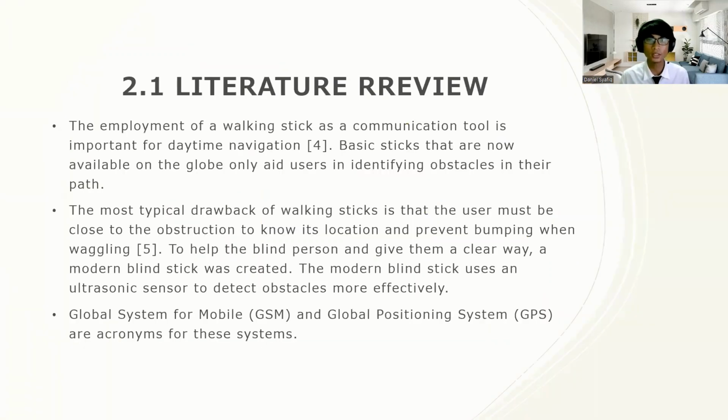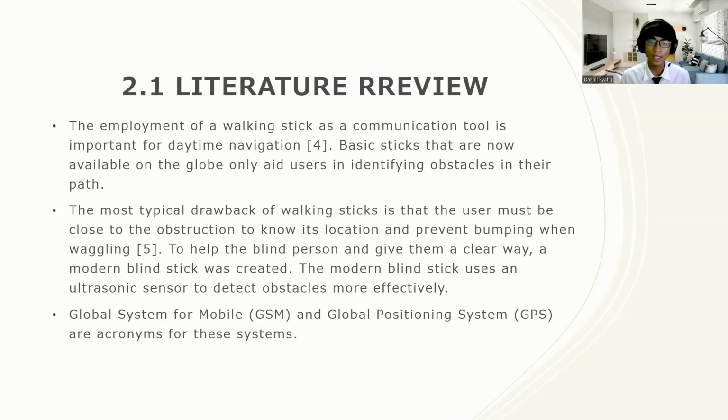Okay, for the first, literature review. The employment of a walking stick as a communication tool is important for daytime navigation. Basic sticks that are now available on the globe only aid users in identifying obstacles in their path. The most typical drawback of a walking stick is that the user must be close to the obstruction to know its location and prevent bumping when waggling. To help the blind person and give them a clear way, a modern blind stick was created. The modern blind stick used an ultrasonic sensor to detect obstacles more effectively.